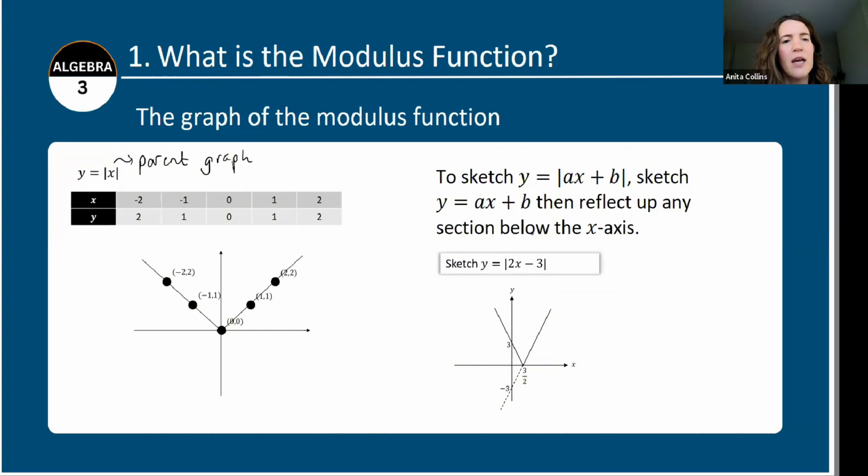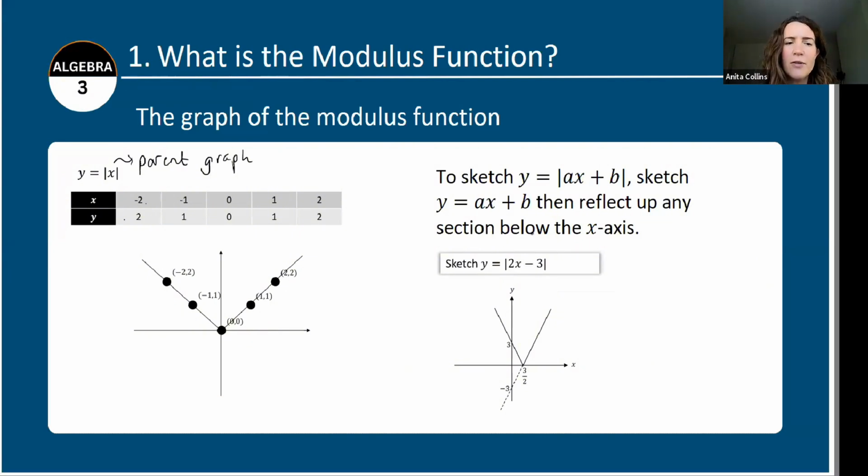So let's see. If x is minus 2, the modulus of minus 2 is 2. So y is 2. Likewise, the modulus of minus 1 is 1, modulus of 0 is 0. The modulus of 1 is still 1. So if it was positive before, that's fine, it stays positive. Now, if we plot all of these points, minus 2, 2, minus 1, 1, 0, 0, 1, 1, and 2, 2, you'll see you get this V shape.